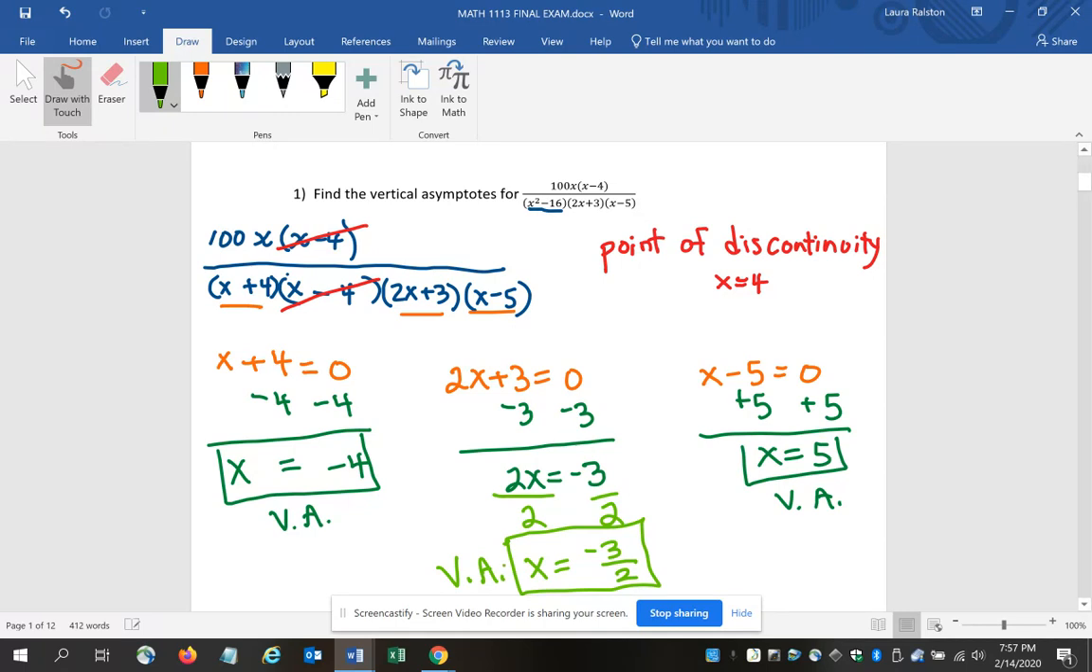Again, you do not have a vertical asymptote at positive 4. It's what we call a point of discontinuity because you have to simplify the rational expression first.